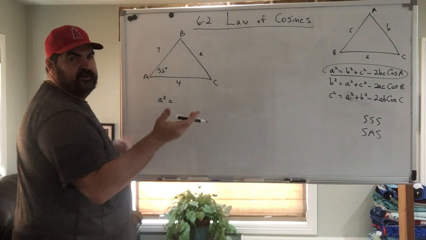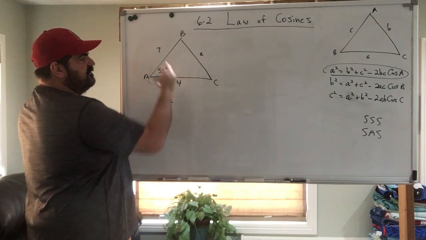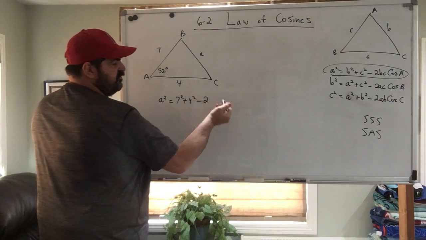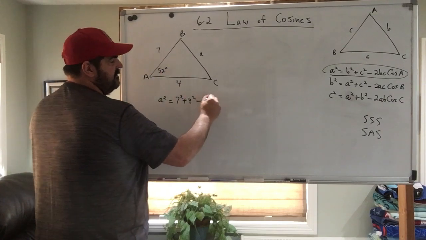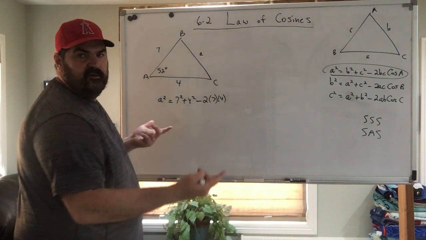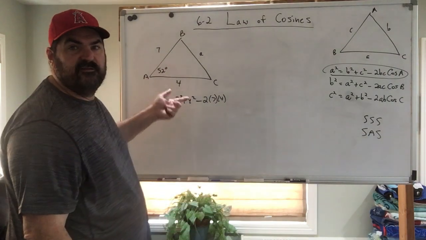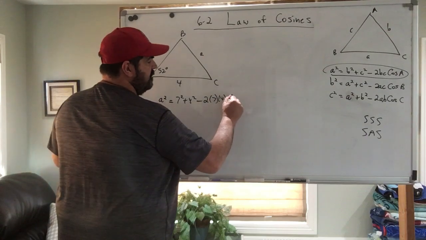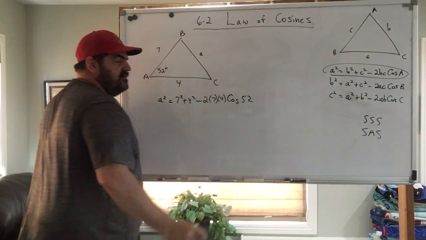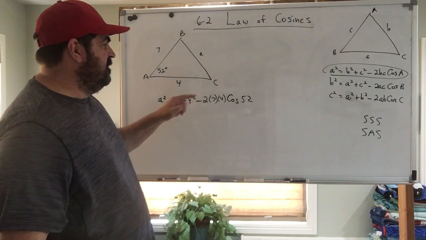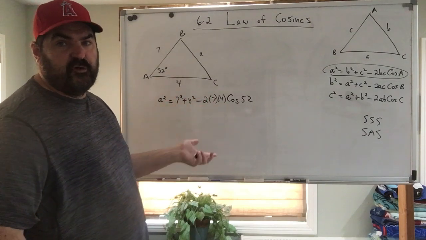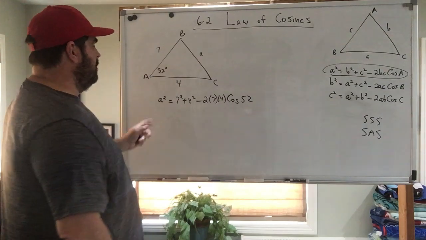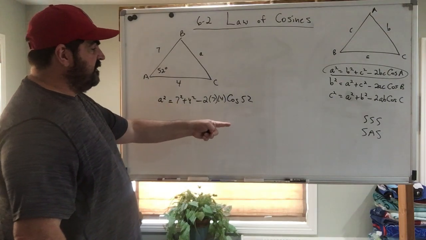So a squared, I'm looking for A. It's the other two sides squared. So 7 squared plus 4 squared minus 2 times those sides. So once I know those other two sides, you can just say, oh, it's 7 and it's 4 and so forth. And then you've got cosine of 52. An error that some people make is they'll do sine for this. But remember, this is law of cosines, so we're going to use cosine. Okay? So I punch this in my calculator.